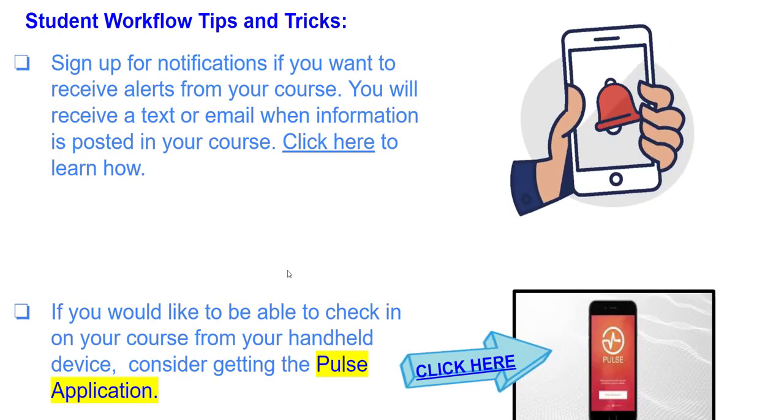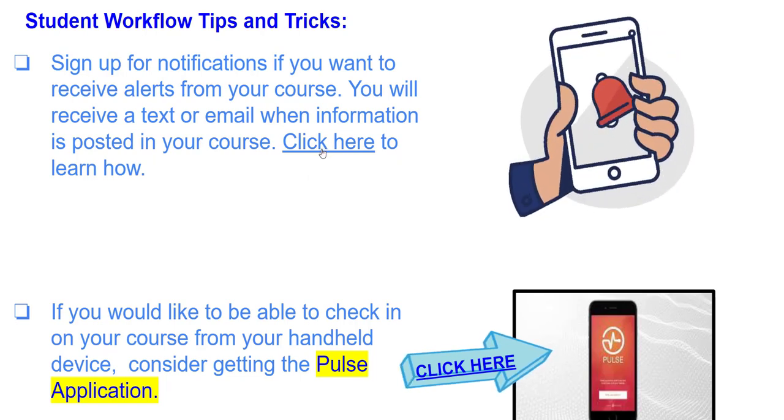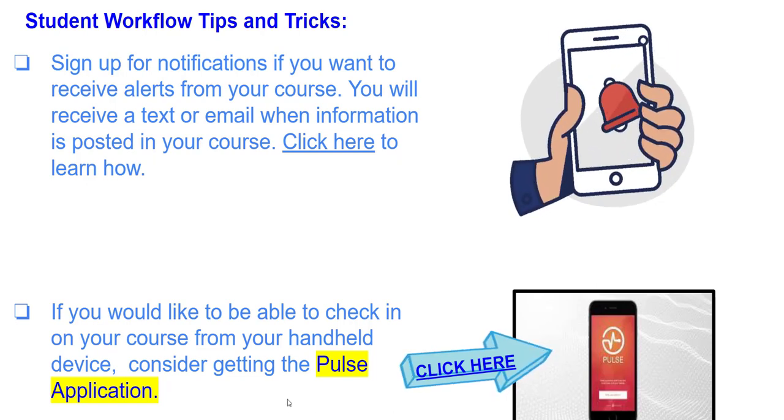You'll also want to sign up for notifications so that you can receive the alerts from your course. You can sign up for a text message or an email, and the information on how to do so is linked here, and you'll receive a copy of this slide deck in our course space. You may also want to check out the Pulse application. It's a quick way to check in on your courses using the Pulse app from your iOS or Android device.